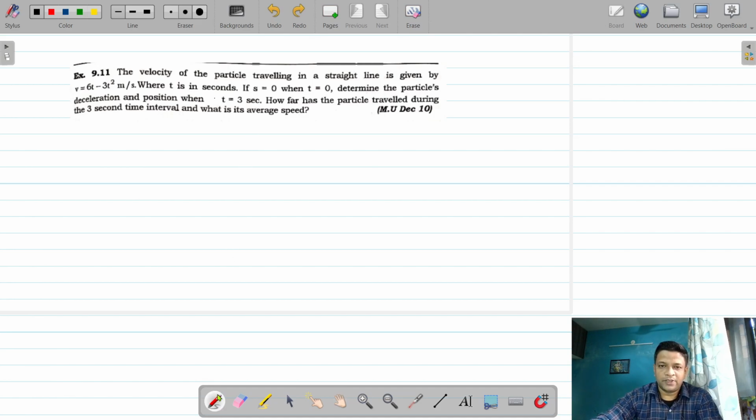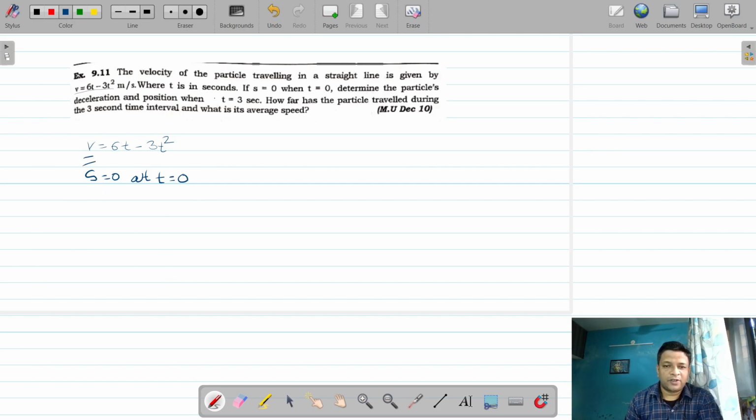So here, first we should understand what the given data is. The first value given is v is equal to 60 minus 3t square. So first we'll write the given equation: v is equal to 60 minus 3t square, and s is equal to 0 at t is equal to 0. This is the given data. So with this given data, we'll try to analyze this question.